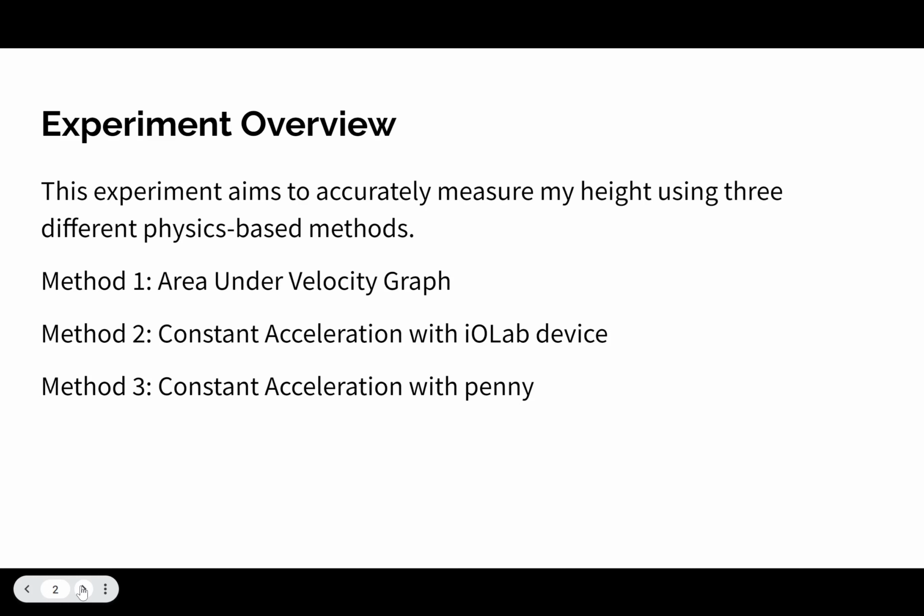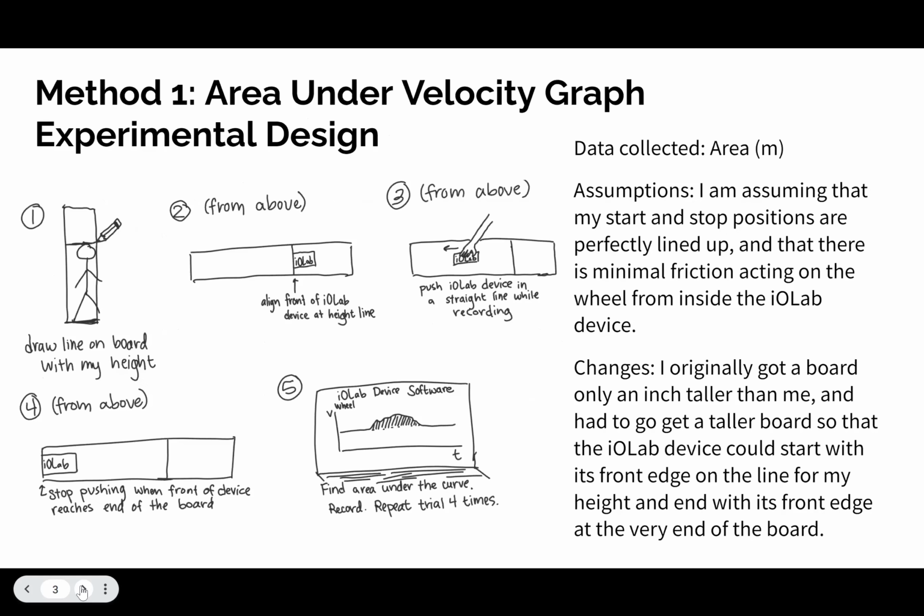I'm going to take you through each of these methods, and then at the end, I'm going to talk about how they each compare to one another and whether or not they were accurate. So, the first method is to find the area under a velocity graph.